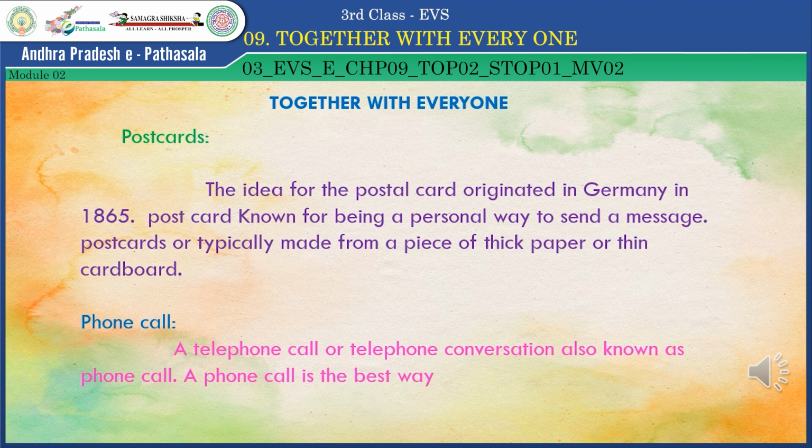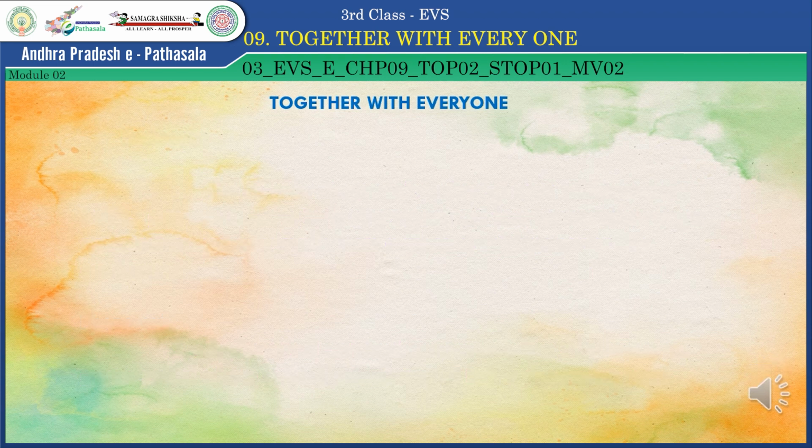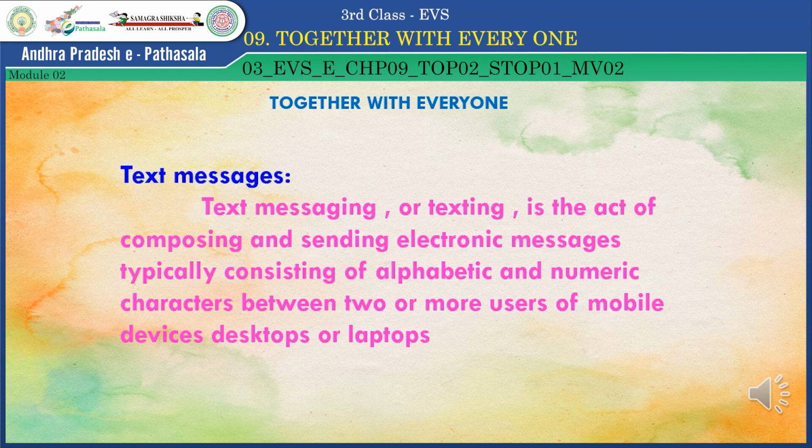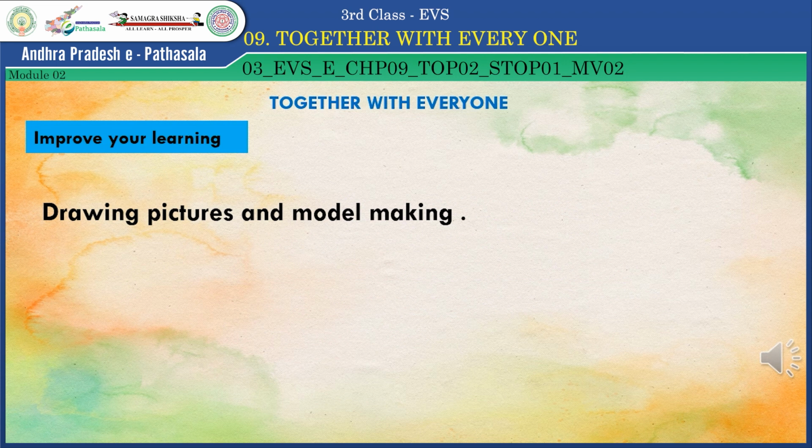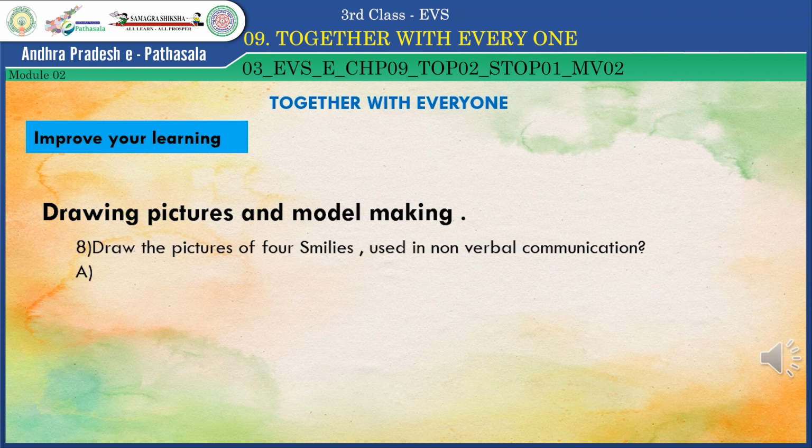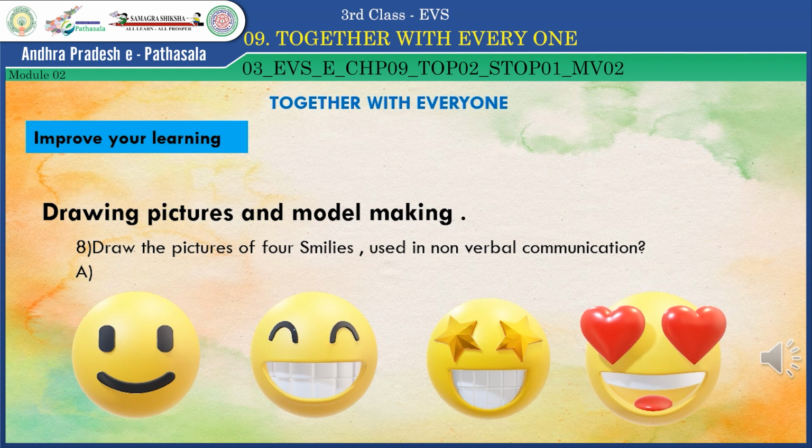Text messages. Text messaging or texting is the act of composing and sending electronic messages, typically consisting of alphabetic and numeric characters, between two or more users of mobile devices, desktops or laptops. Shall we go to the next question? Children, draw the pictures of four smileys used in non-verbal communication. Very good children. Excellent. Shall we go to the ninth question?